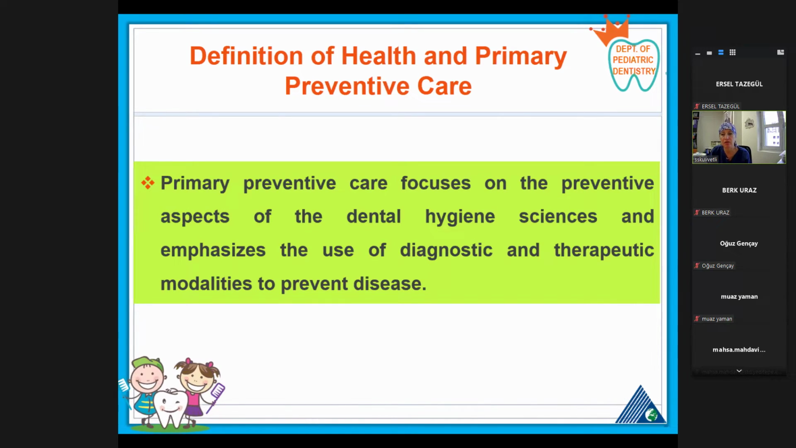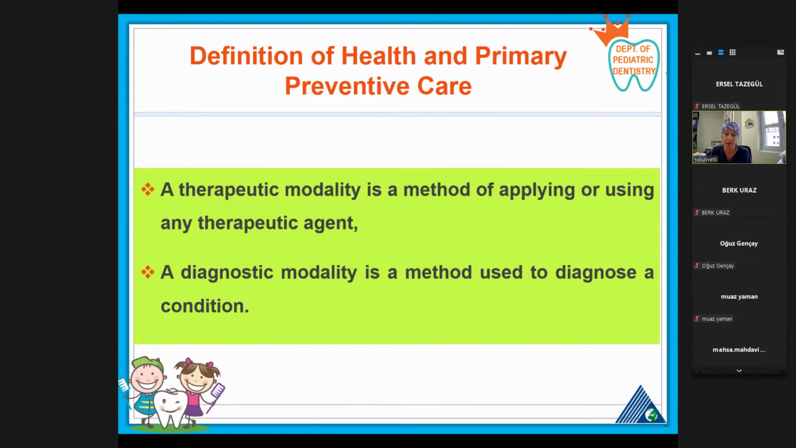Primary preventive care focuses on the preventive aspects of the dental hygiene sciences and emphasizes the use of diagnostic and therapeutic modalities to prevent disease. What are they? A therapeutic modality is a method of applying or using any therapeutic agent. A diagnostic modality is a method used to diagnose a condition.